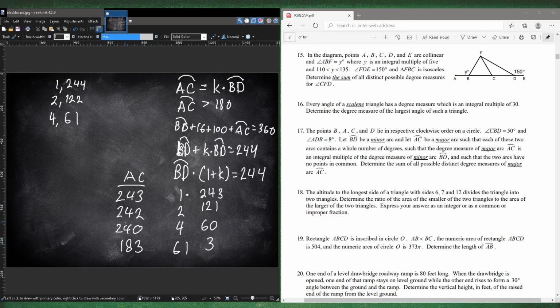Now these are all our combinations that work. So just add them together. So 243 plus 242 plus 240 plus 183. And you should get an answer for number 17 of 908.